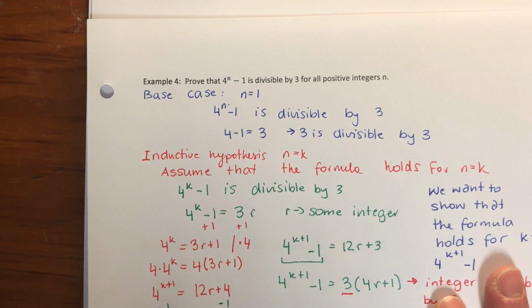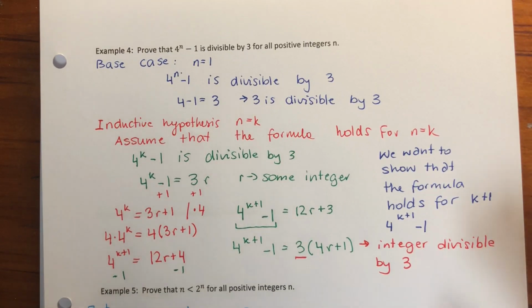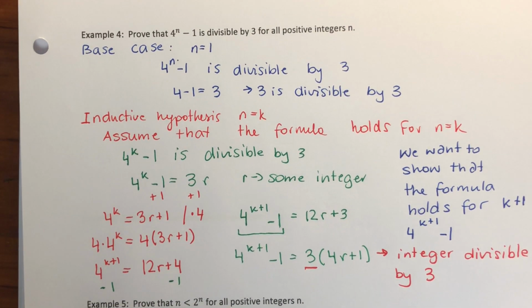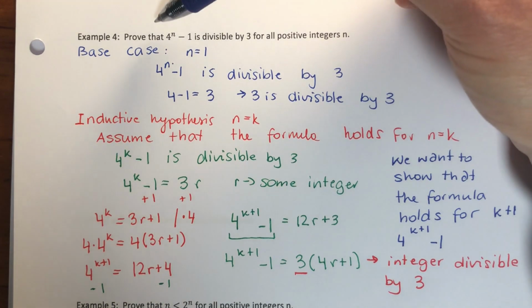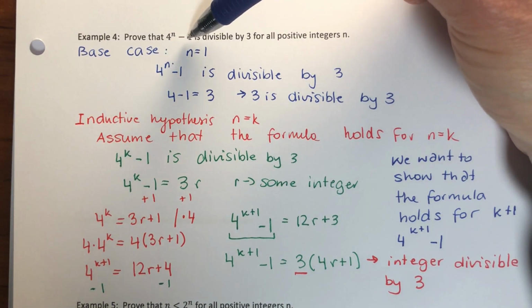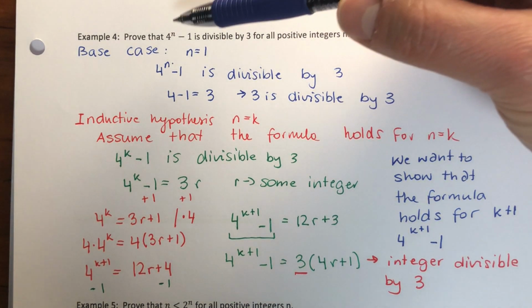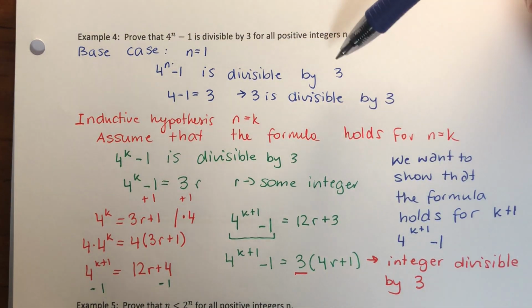So the next one is example number 4. And again, we will do this one together, and then that is going to be it for today. So now I want to prove that 4^n minus 1 is divisible by 3. All right, we are going to start with the base case because we always do. So now we are going to plug in n equals 1, and we will see if that number is divisible by 3.